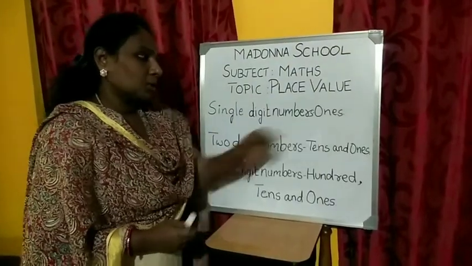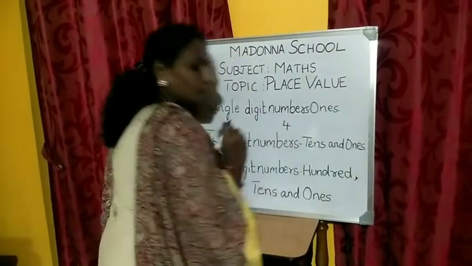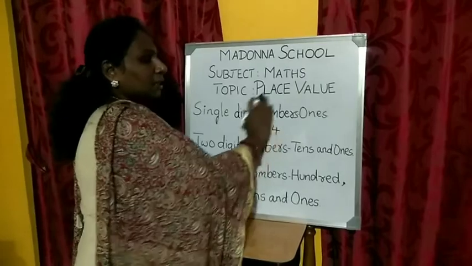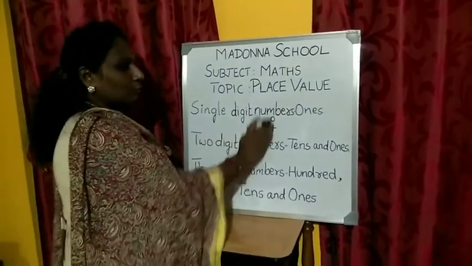Single digit number: ones. For example, let's take a single digit number 4. 4 is a single digit number. The place value for 4 is ones. Okay, the place value of 4 is ones.